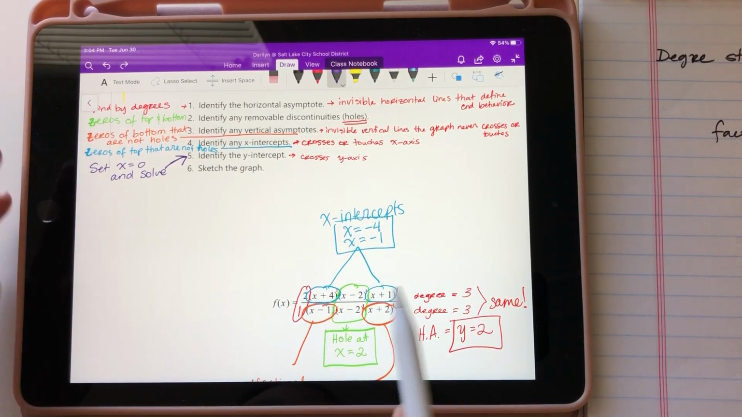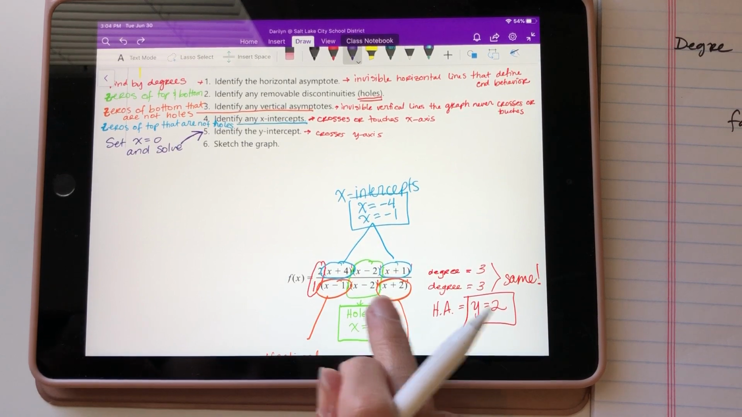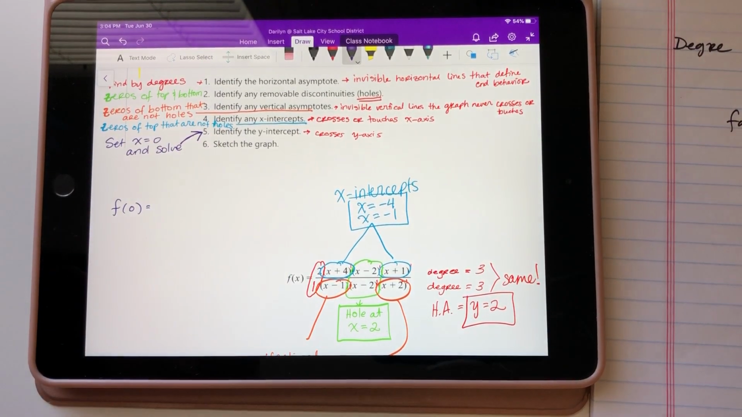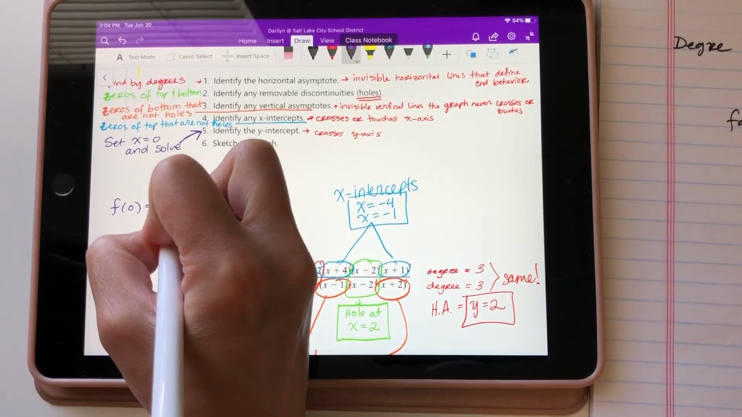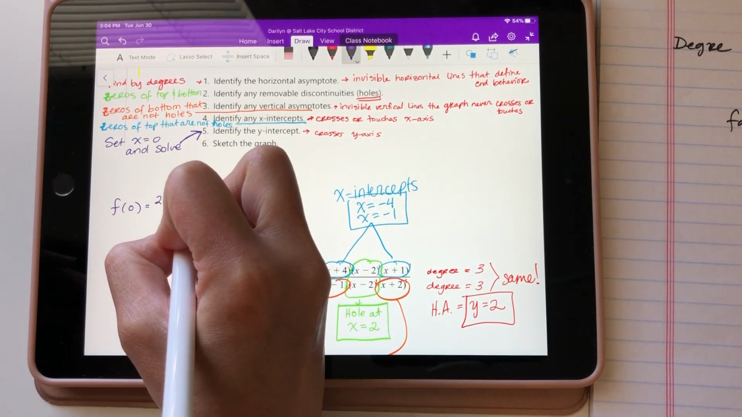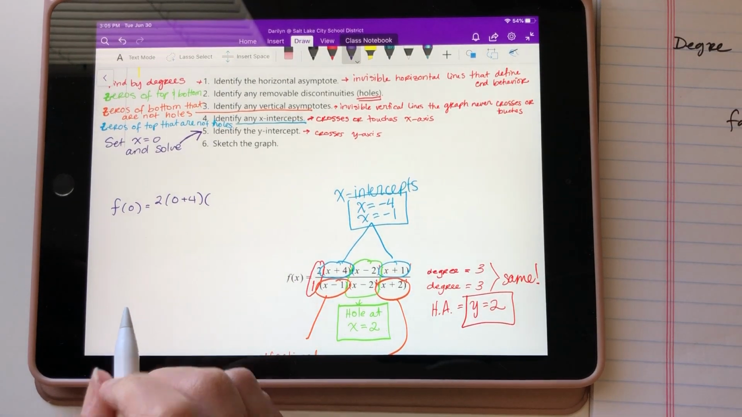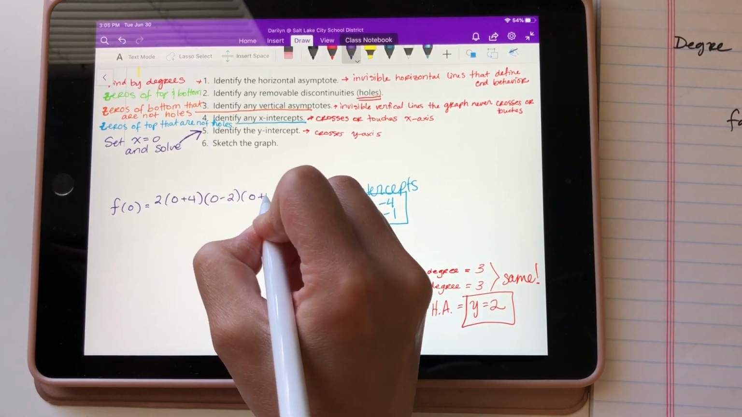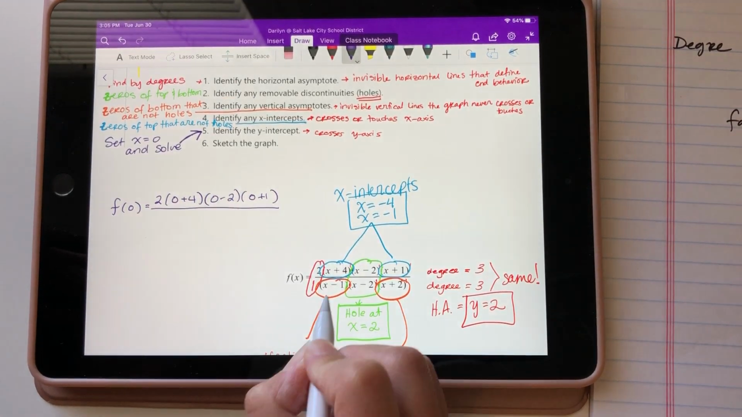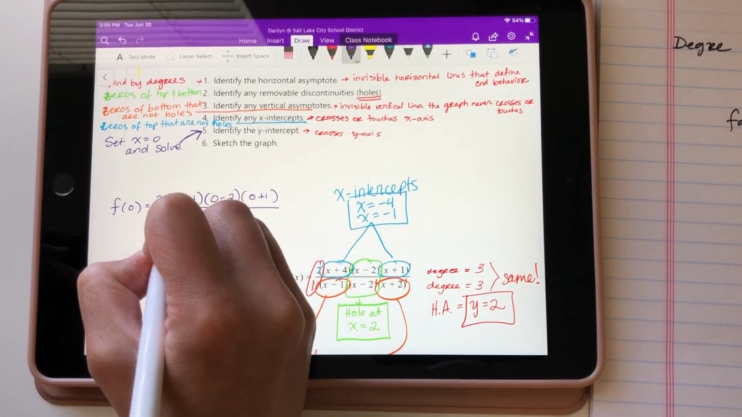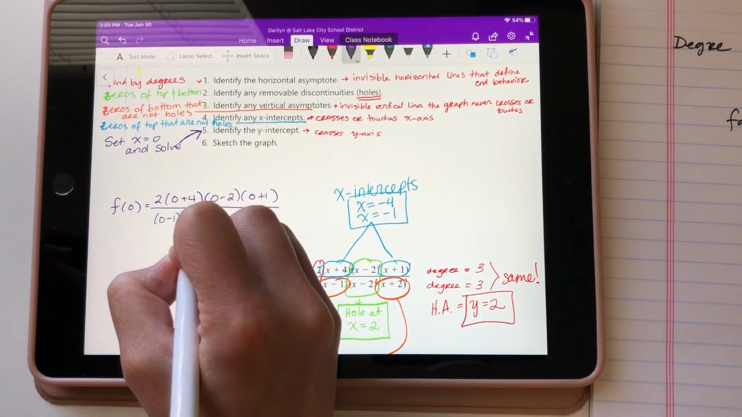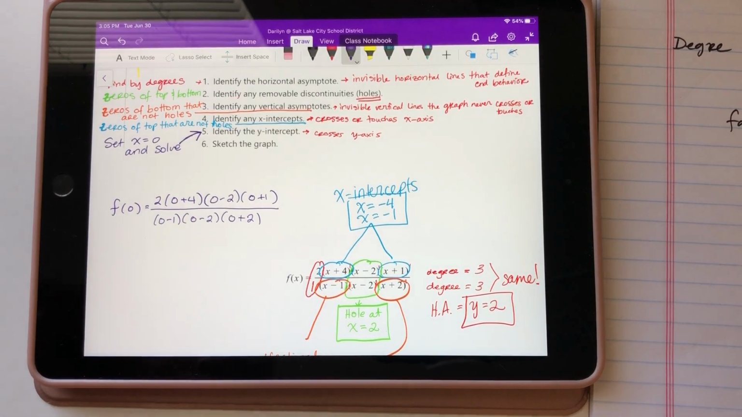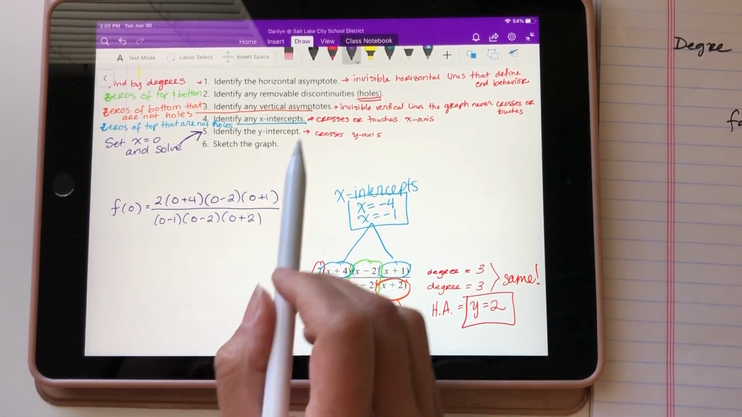So I'm going to take my equation. I know you can barely tell what it says, but I'm just going to set x equals to 0. So I have 2 parentheses 0 plus 4. Then I have 0 minus 2, 0 plus 1, all over 0 minus 1, 0 minus 2, 0 plus 2. And I'm just gonna solve this right side.